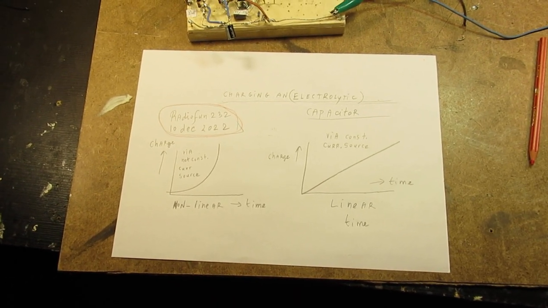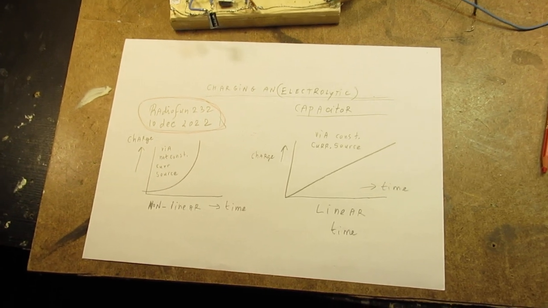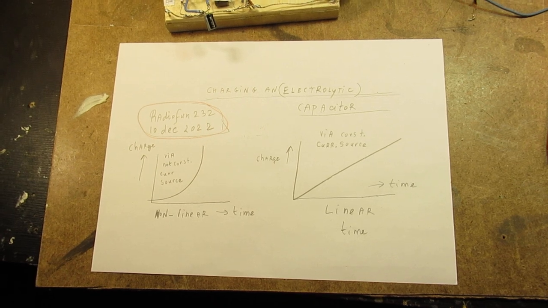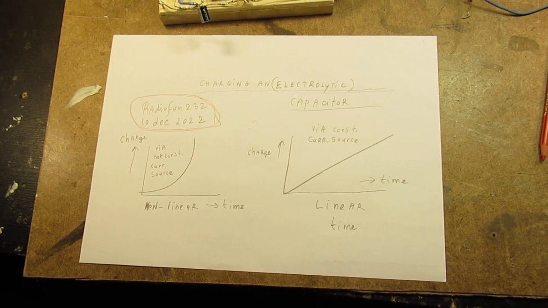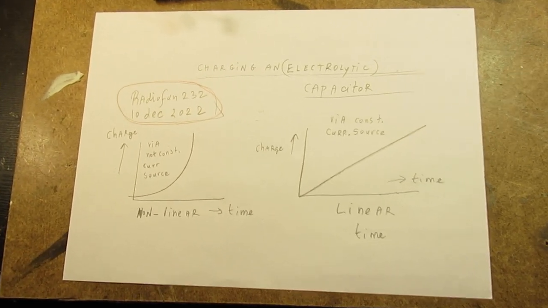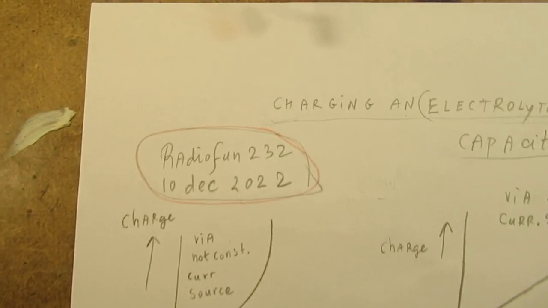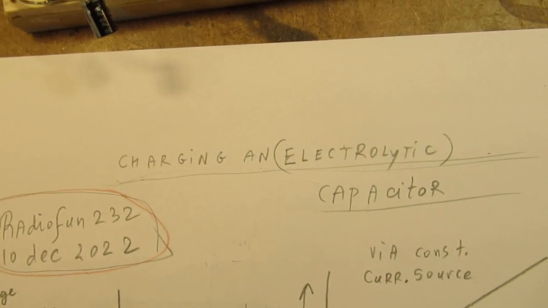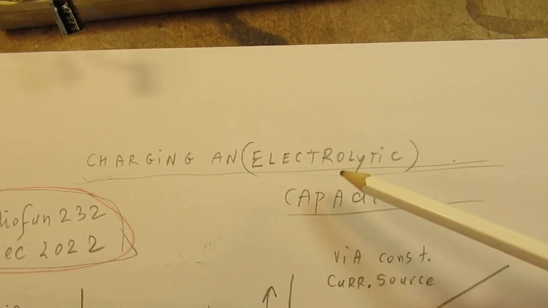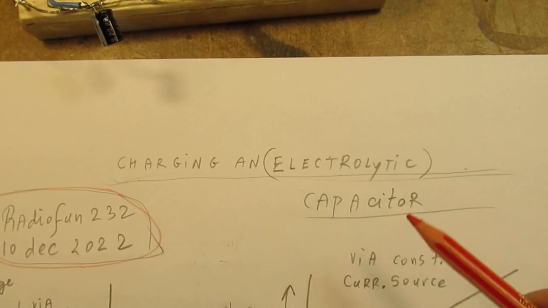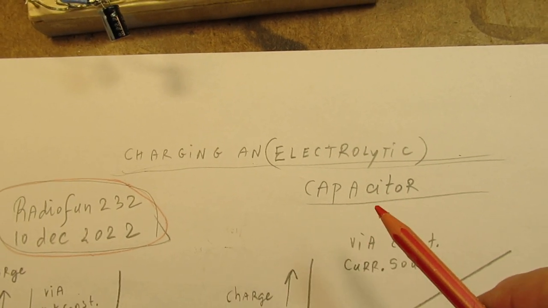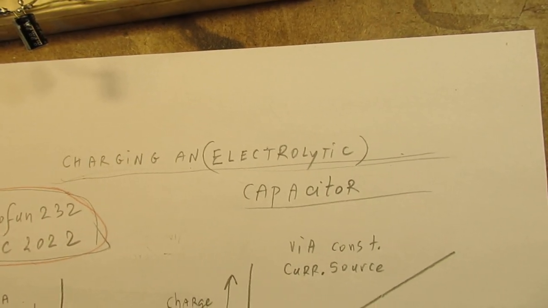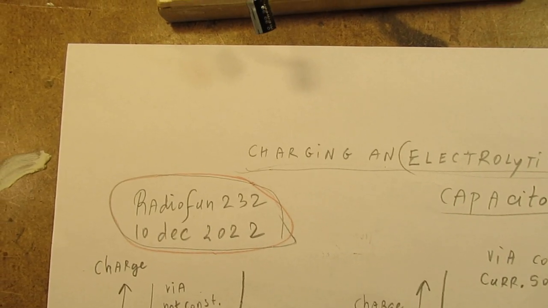When charging capacitors, be it electrolytic or non-electrolytic capacitors, there are two modes. And this is the first mode, charging an electrolytic or whatever capacitor, it doesn't have to be an electrolytic capacitor. This phenomenon is common with all standard capacitors.